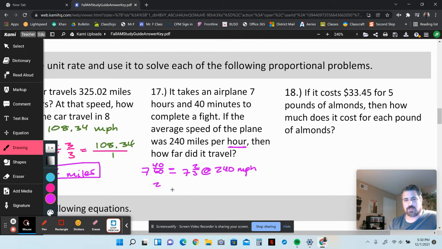Let me see if I can make that look a little neater. 23 thirds, and you're multiplying that by 240 over 1. And we're going to, of course, cancel out the 3 and the 240, and you're going to get 1 and 80. And then that's going to be multiplied across top and bottom, the result. So how far did it travel? Well, it traveled 23 times 80. So what is 23 times 80?